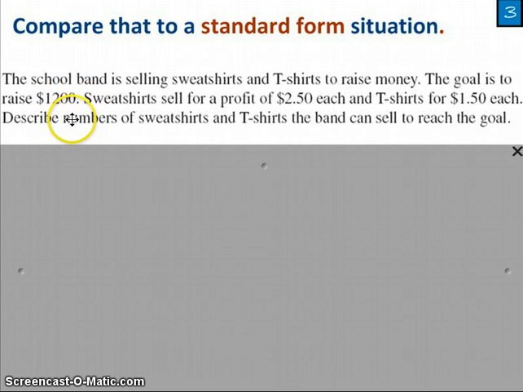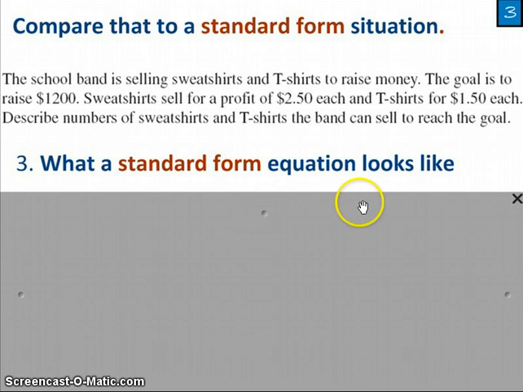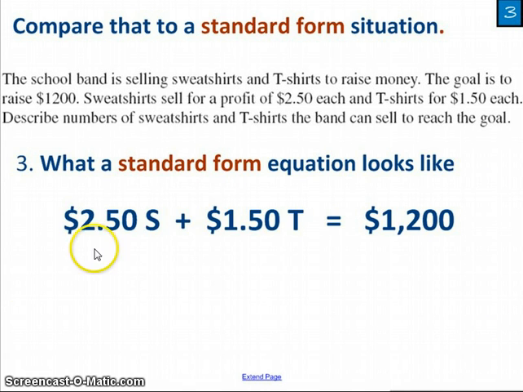So when they ask you to describe the number of sweatshirts and t-shirts you can sell to reach your goal, your first step is to set up an equation. So what does a standard form equation look like? It looks like this. Very simply, 250 times S, or in other words, 250 times all the sweatshirts, plus 150 times all the t-shirts is going to equal $1,200.